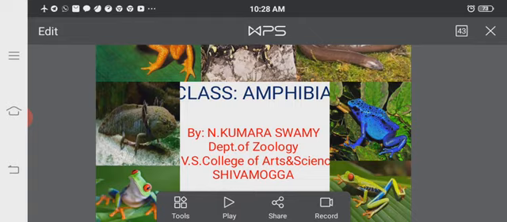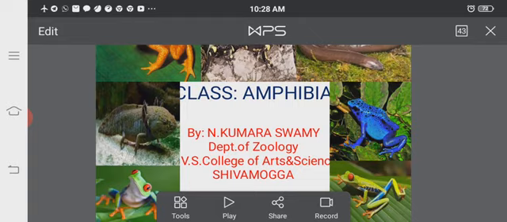You know, students, the term amphibian is derived from the Greek, wherein amphi refers to dual or both and bios refers to living. That means these are animals which can live both in water and on land. Hence they are called amphibians. You all know that during the course of evolution, fishes gave rise to amphibians, amphibians gave rise to reptiles, reptiles gave rise to birds, and birds finally gave rise to mammals.